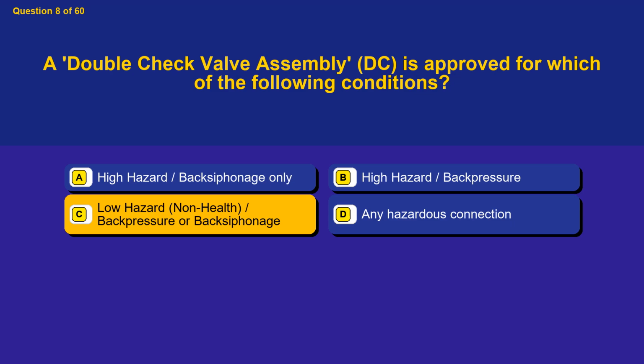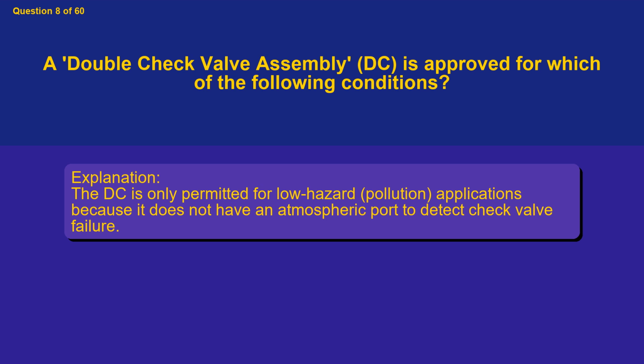The correct answer is option C, low hazard, non-health, back pressure or back siphonage. The DC is only permitted for low hazard, pollution, applications because it does not have an atmospheric port to detect check valve failure.